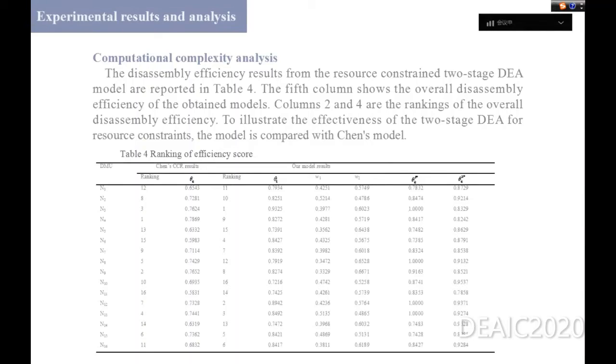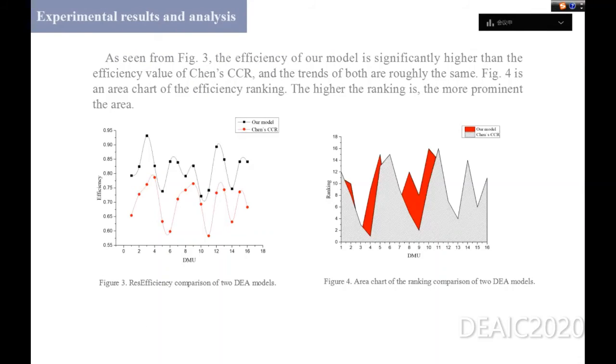The disassembly efficiency results from the resource constrained two-stage DEA model are reported in Table 4. The fifth column shows the overall disassembly efficiency of the obtained models. To illustrate the effectiveness of the two-stage DEA for resource constraints, the model is compared with the chain model. As seen from figure 3, the efficiency of our model is significantly higher than the efficiency value of the chain model. Figure 4 is an area chart of the efficiency ranking. The higher the ranking, the more prominent the area.